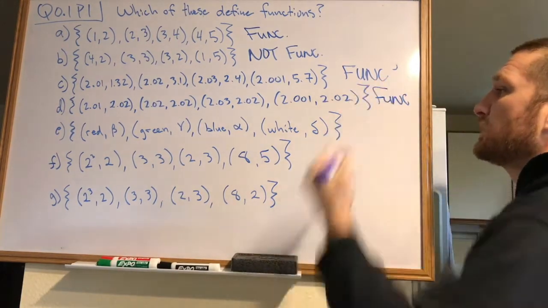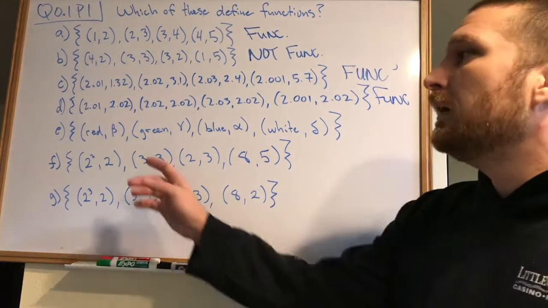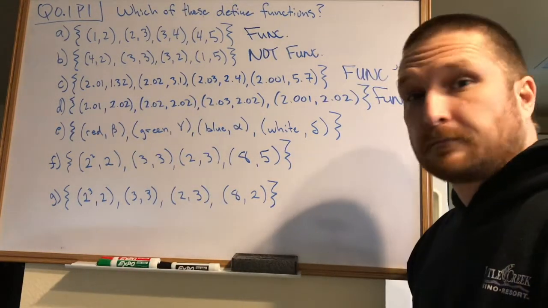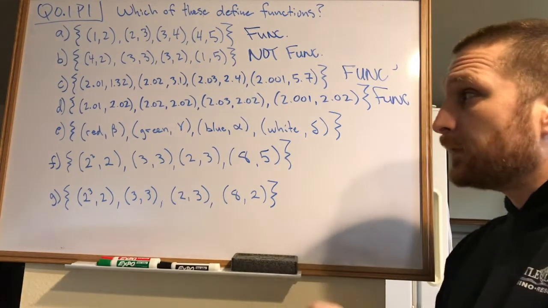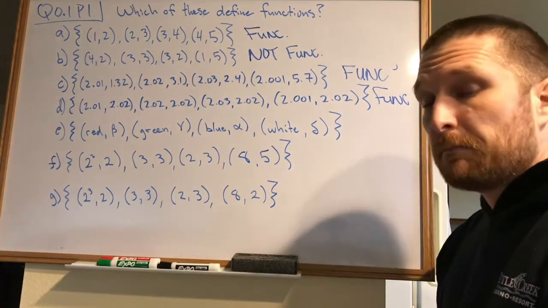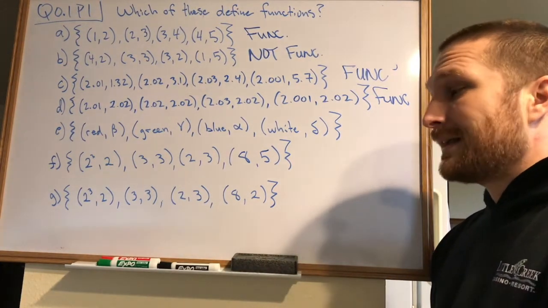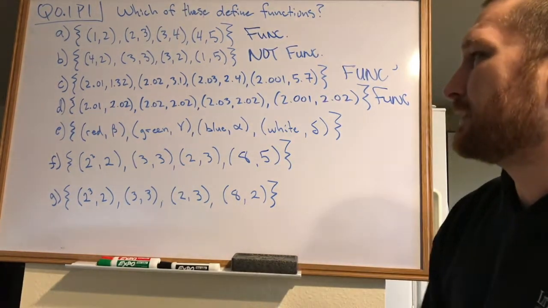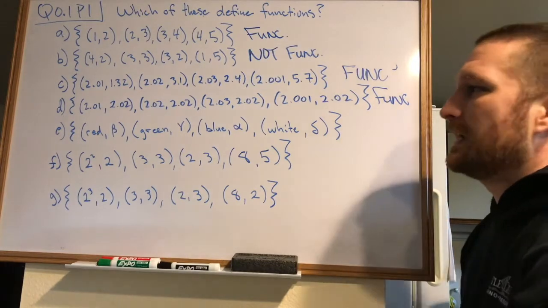It is a function. You're going to say, but wait a minute, the output's always 2.02. Doesn't matter. The output can be 2.02 every time. It does not matter. That has nothing to do with the definition of a function. Let's see how this is a little bit different than the previous case.